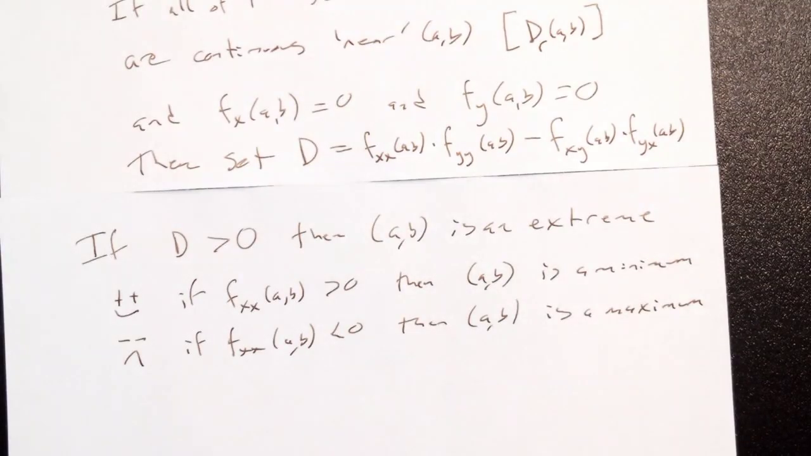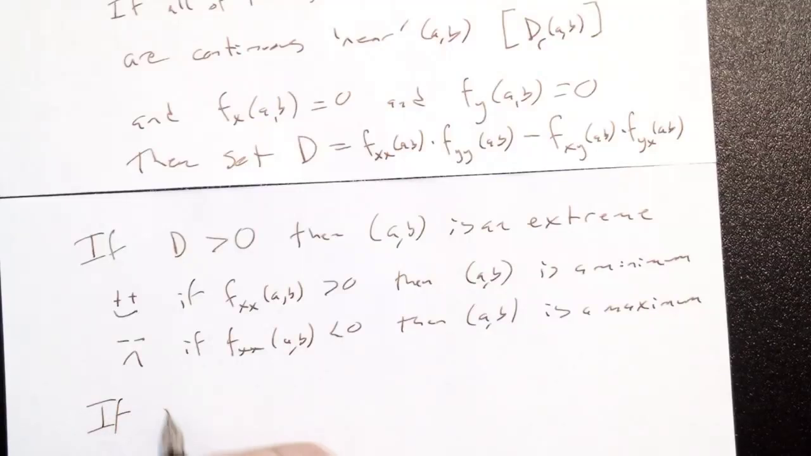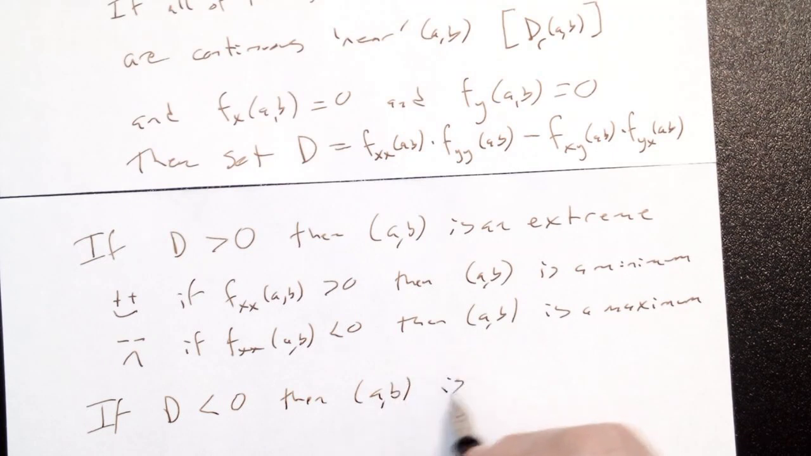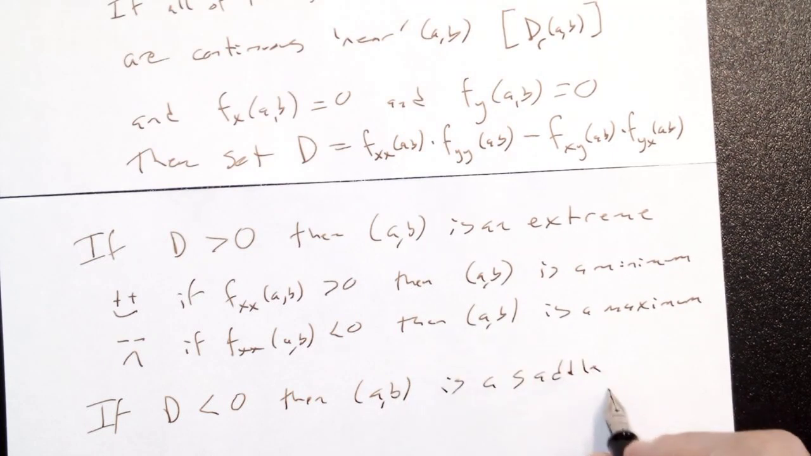So if there's more change this way than there is in the mixed ones, then we're going more together than we are separately. If there's more change in the mixed ones, then we're going to go in two different directions when we go in two different ways. If I go in X and then Y, I'll go down and then up. Well, that's going to be more negative behavior than positive behavior. If D is negative, then AB is a saddle point.